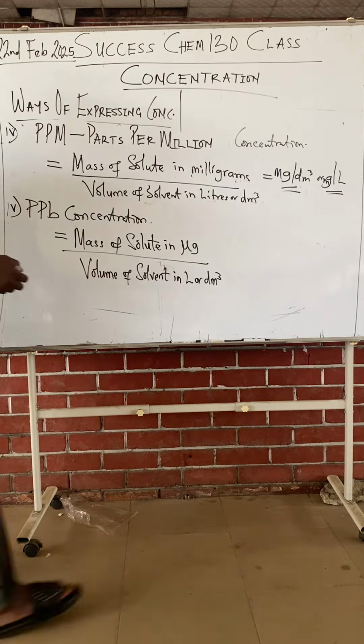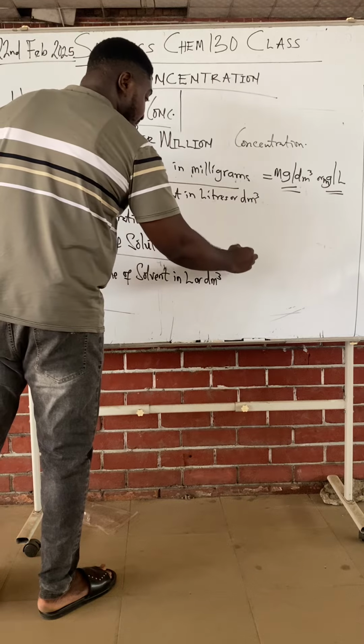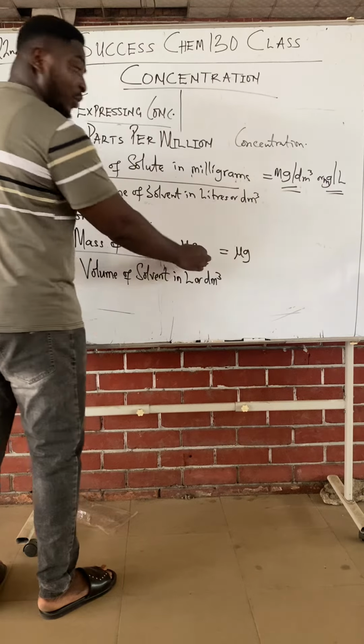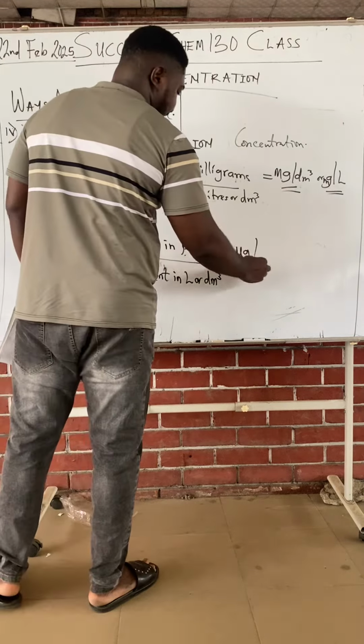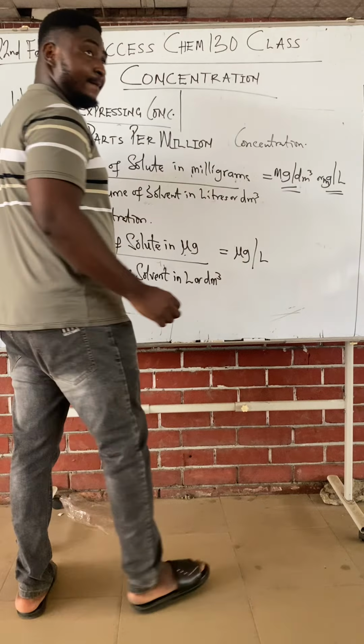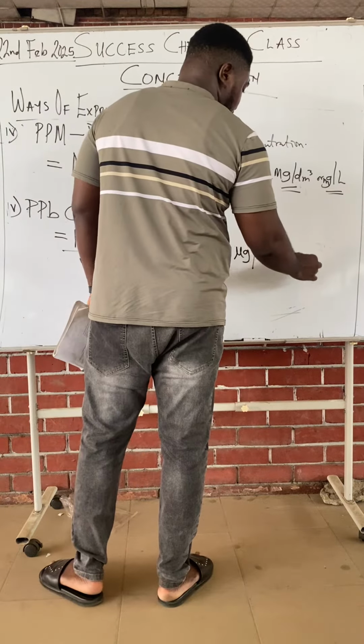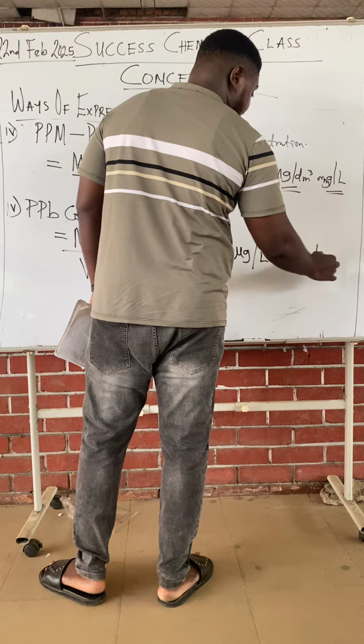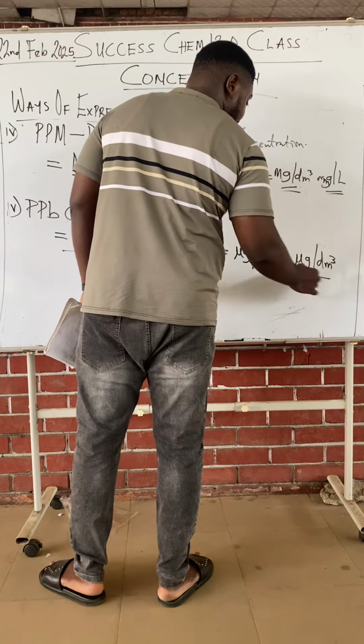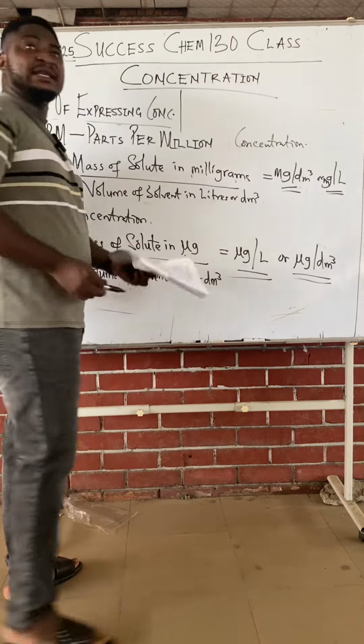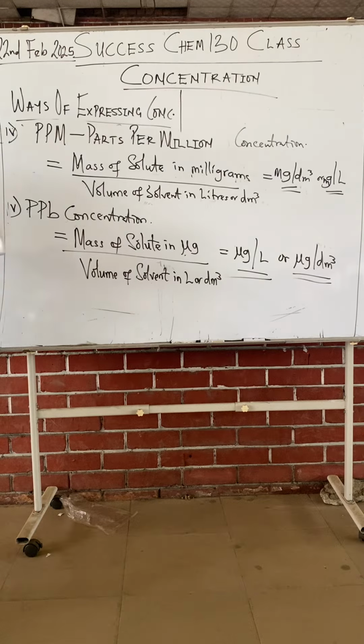So the unit for PPB concentration is microgram per liter or microgram per dm cube. That's the unit for PPB concentration.